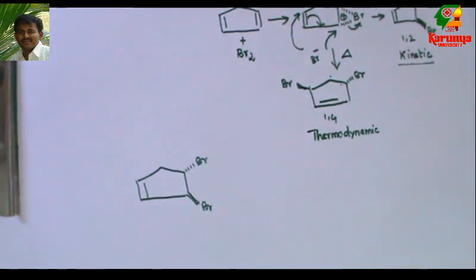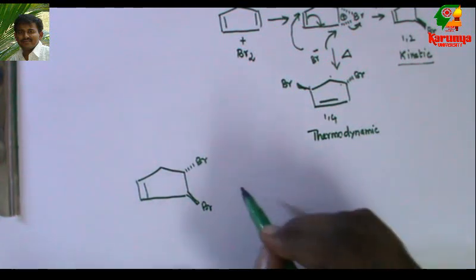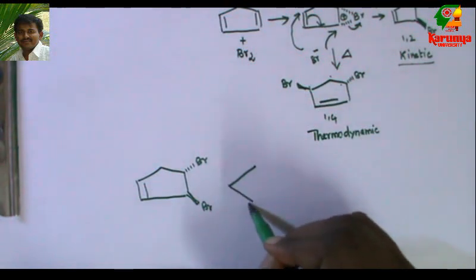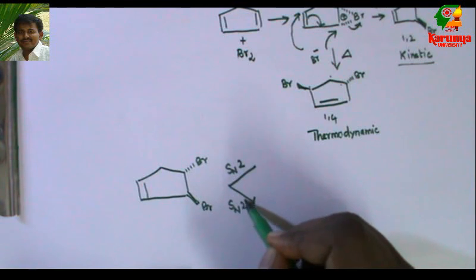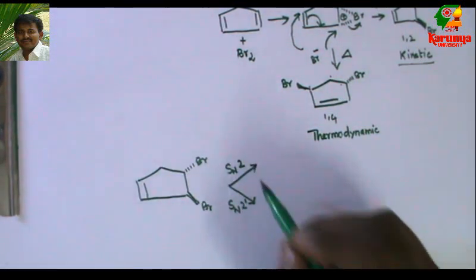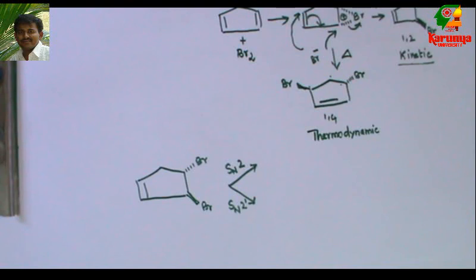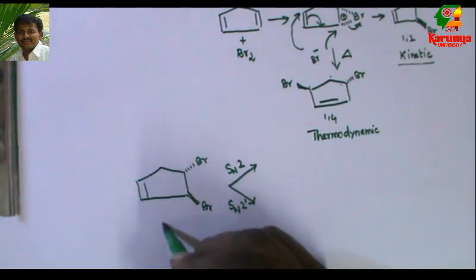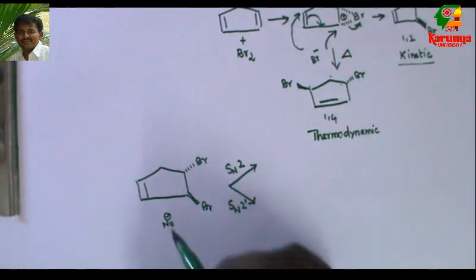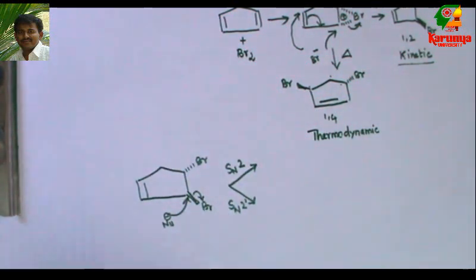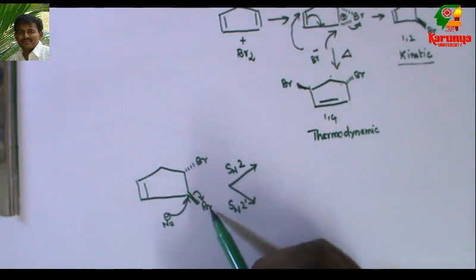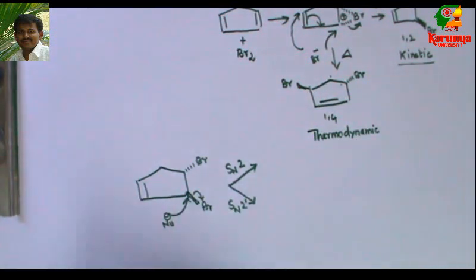When you add a nucleophile to this dibromo compound, it can undergo SN2 mechanism or SN2 prime mechanism. What is the difference between these two? In SN2 mechanism, the nucleophile attacks the carbon which has the leaving group. So this is the leaving group. It is attached to this carbon. That carbon is attacked by nucleophile.